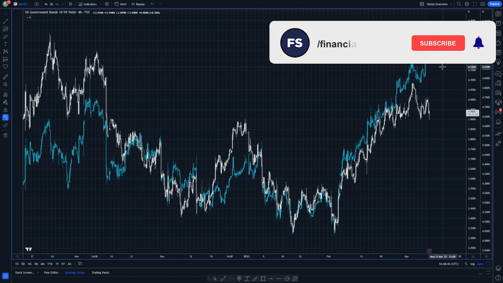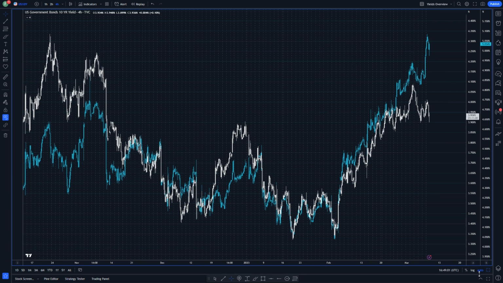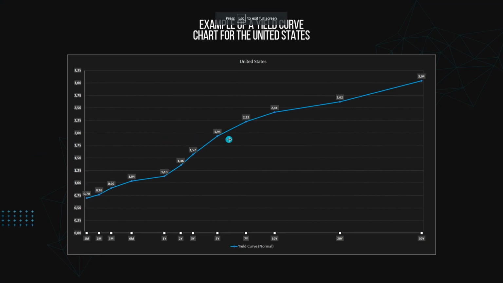Now, to be honest, I don't really agree with ING on this view. I think it's important to remember that different things drive different durations. So let me quickly open up this chart. On this chart, I've just stolen a few slides here from our macro fundamental course. Now, what you'll notice on this chart is just a very regular US yield curve chart.